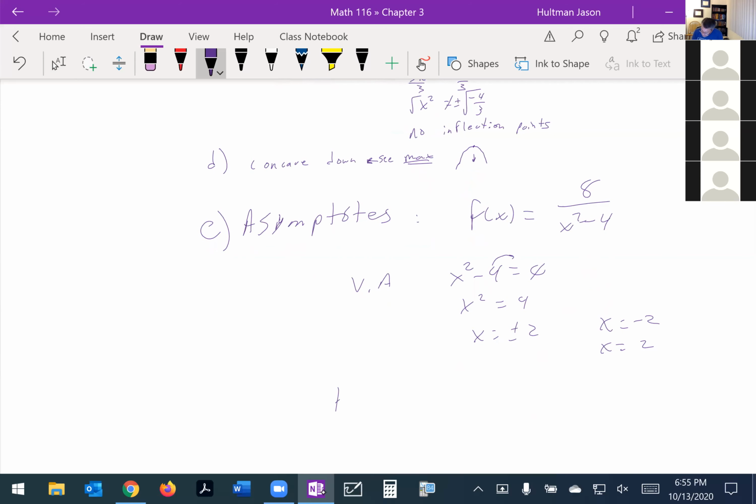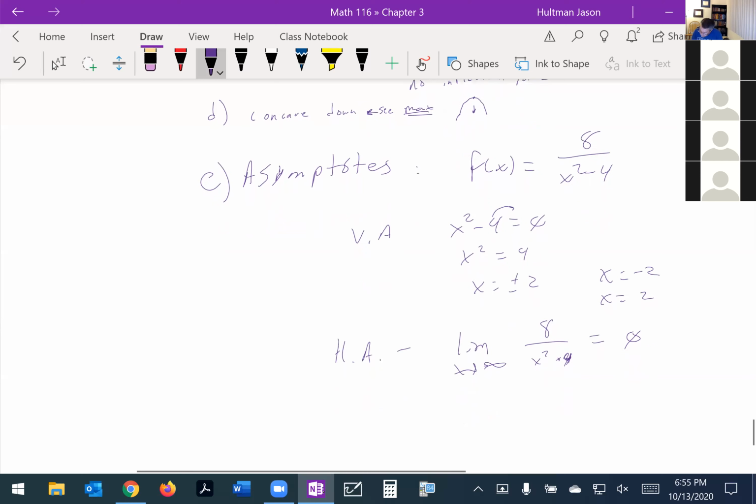What about the horizontal asymptote? What happens as this thing goes to infinity? Well, the limit as x goes to infinity of 8 over x squared minus 4: plug in a really big number for x, square that, and then divide that really big number into 8, and you're going to get a really small number. So this thing goes to 0. The limit goes to 0 there.